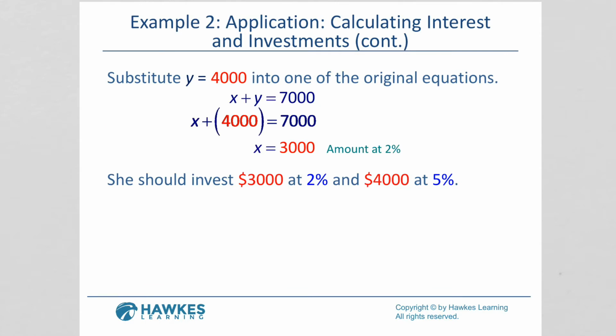I'm going to substitute y equals 4,000 into that first original equation. X plus y equals 7,000 becomes x plus 4,000 equals 7,000. Subtracting 4,000 from both sides, x equals 3,000, which is the amount at 2%. She should invest $3,000 at 2% and $4,000 at 5%.